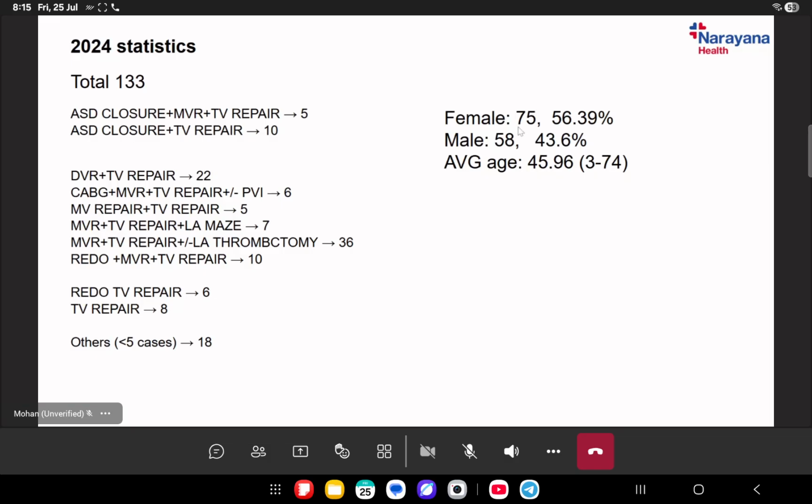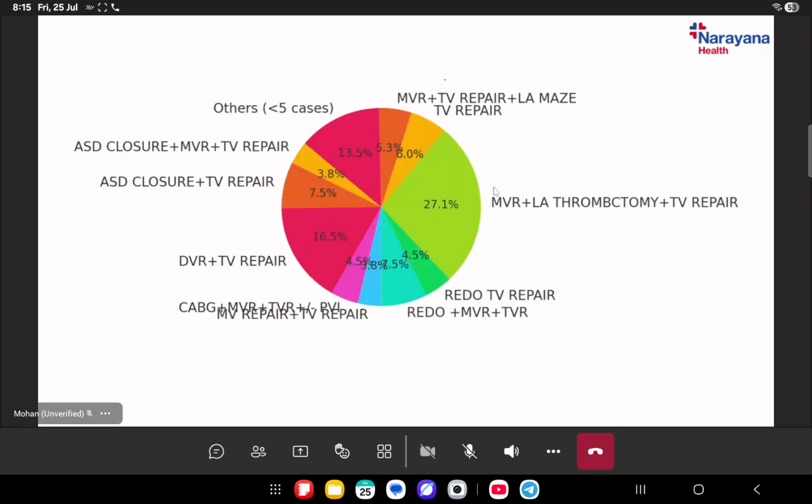Coming to age distribution, female is around 75, that is around 56.39 percent, male around 43.6 percent. Average age is around 45.96. The proportion of cases we can see here, the major one is MVR TV repair plus or minus LA thrombectomy. Next one is DVR TV repair. Everything remaining will comprise other.